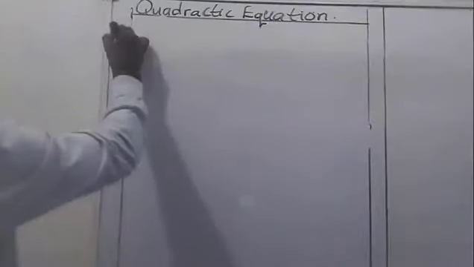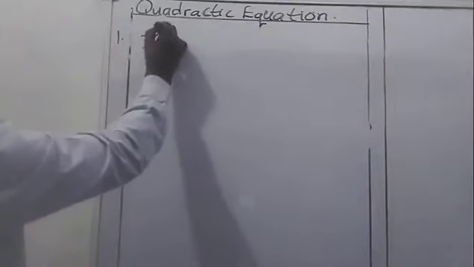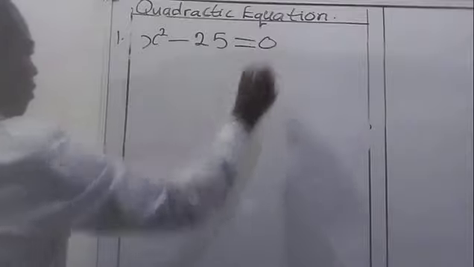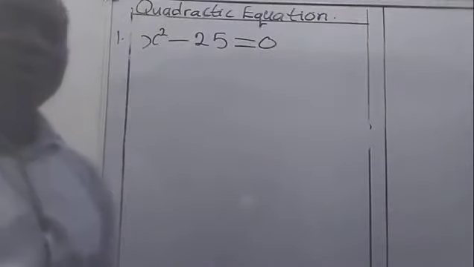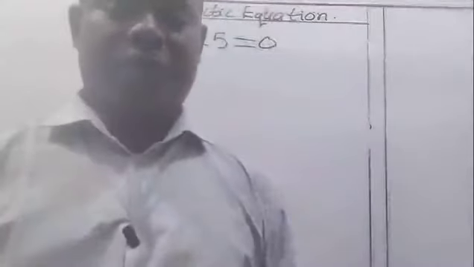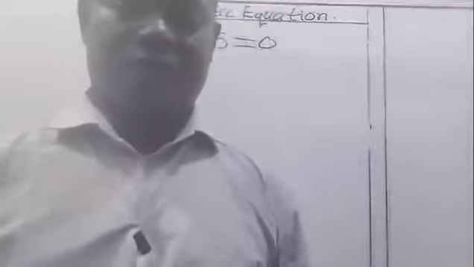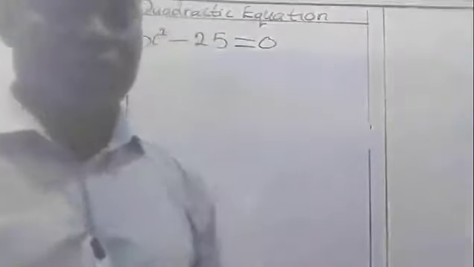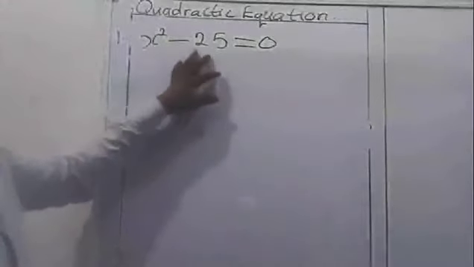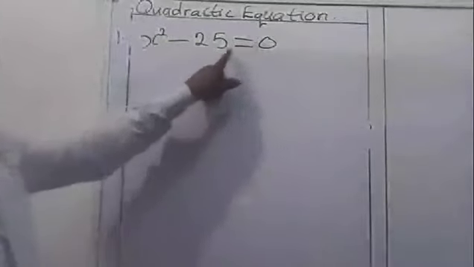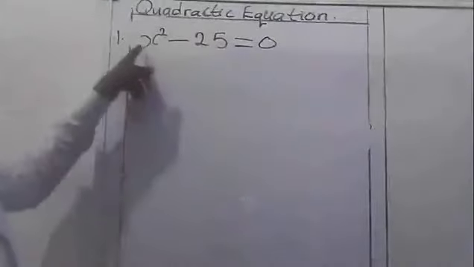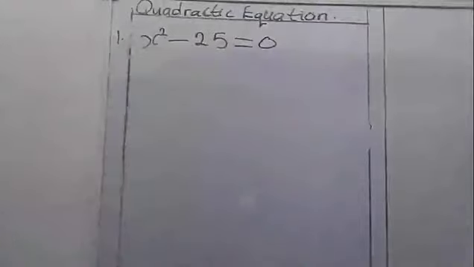So example 1, we have x squared minus 25 equal to 0. Remember in our last class, we had factorization of quadratic expression. When we had something of this nature, but it was an expression. But today, we are equating this expression to 0. That means we are going to be looking at the values of x.